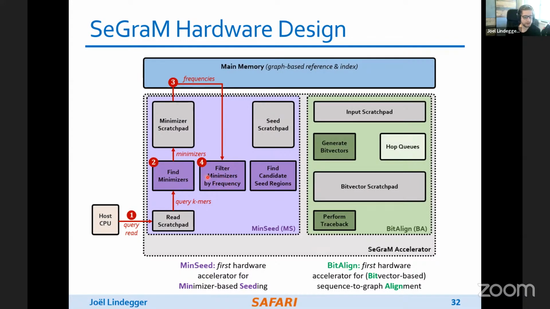Now, once we discarded those, anything that remains, we check the index for its seed location. So this would be a graph node essentially. So where, in which graph node did this current k-mer or this current minimizer show up?